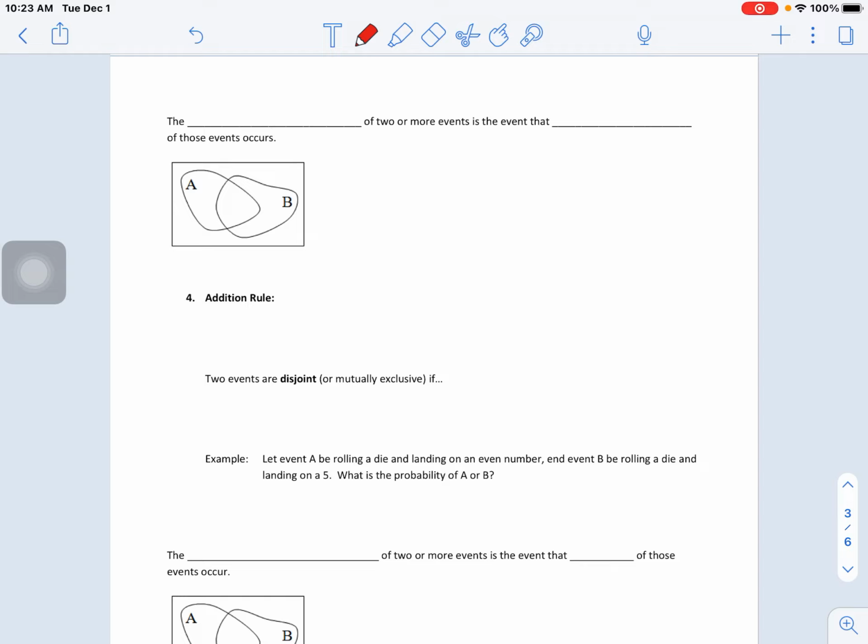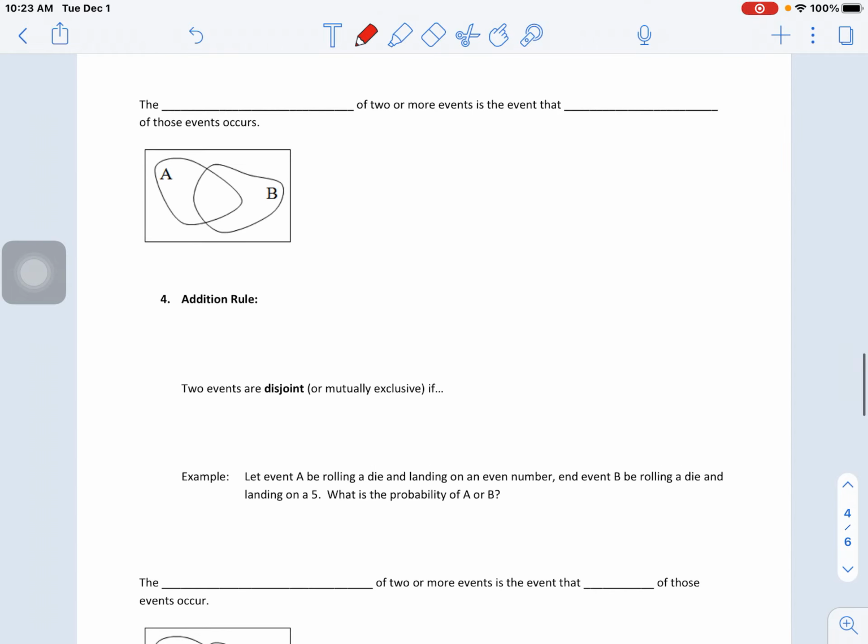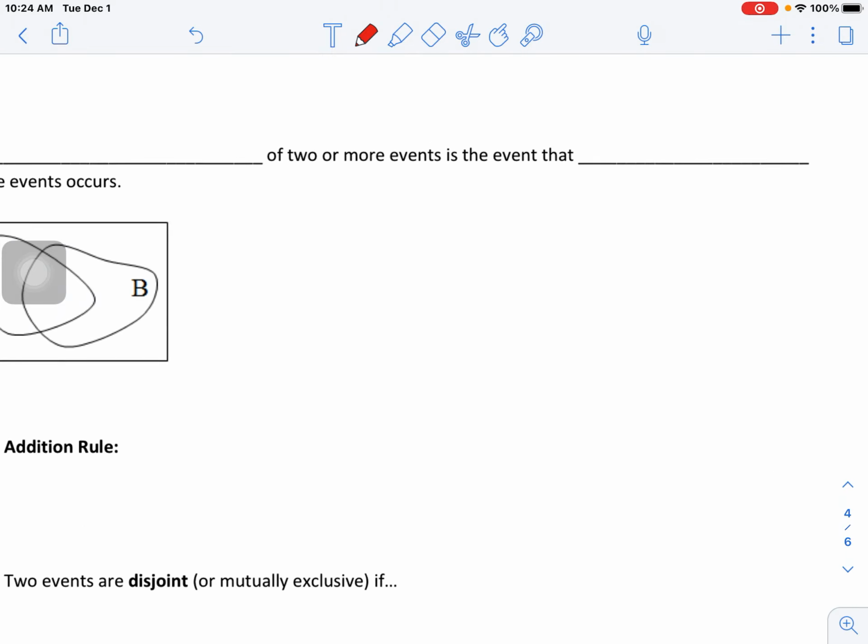But pages 4 and 5 here actually have the most, what I would call, complex and most important stuff of this unit. The actual rules that we'll be using for pretty much most of the probability problems. We have the addition rule and the multiplication rule.